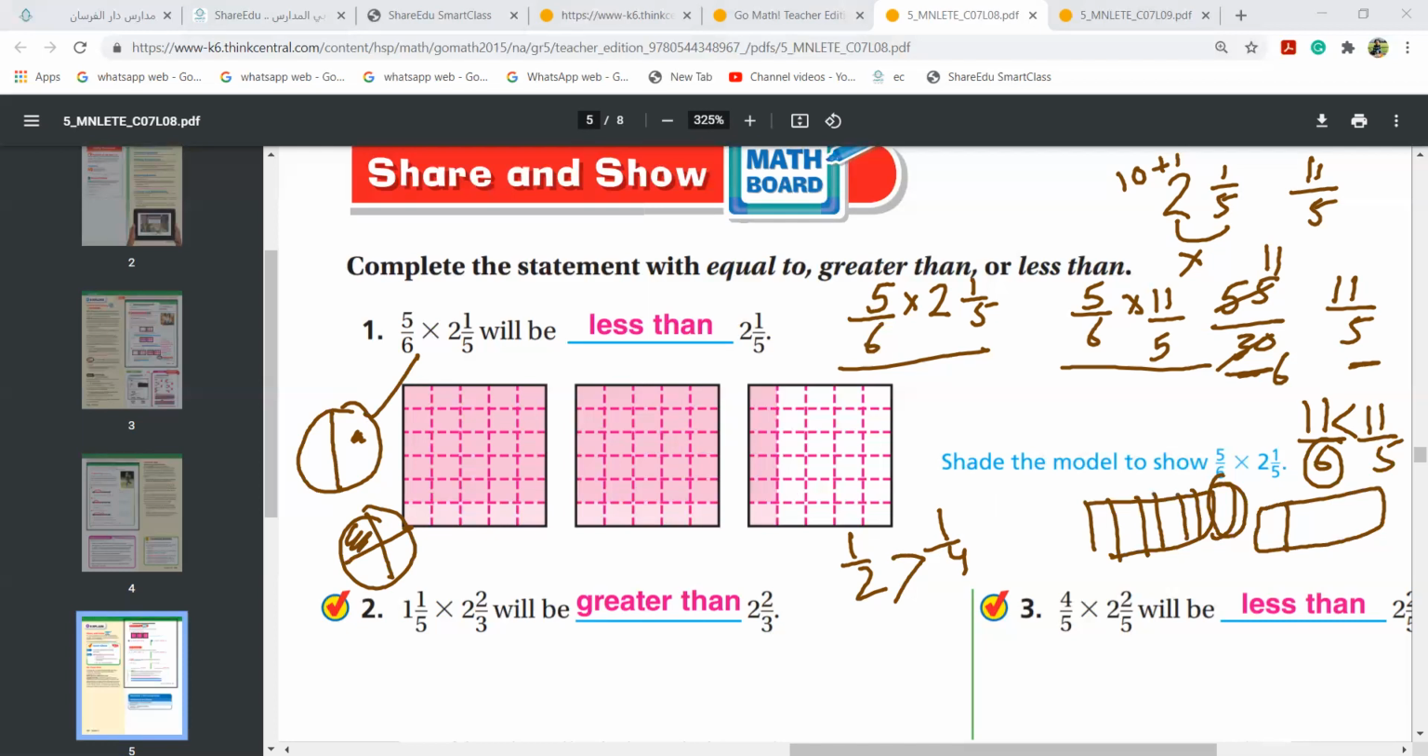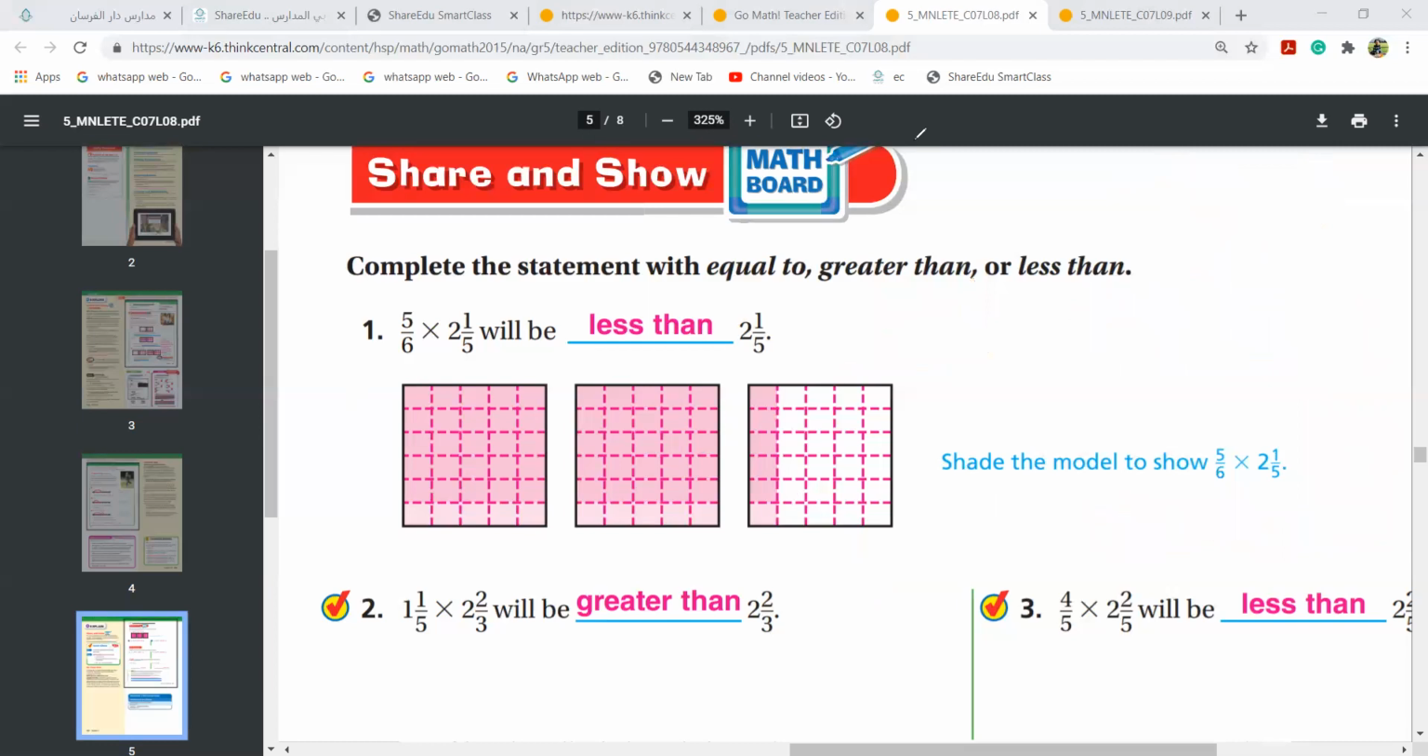Yeah, it's so confusing, girls. Of course, I'm not going to ask you because these are model questions. Miss, we took this lesson, but without the whole number. Yes, without the whole number and without mixed fractions. Just write it down, girls.